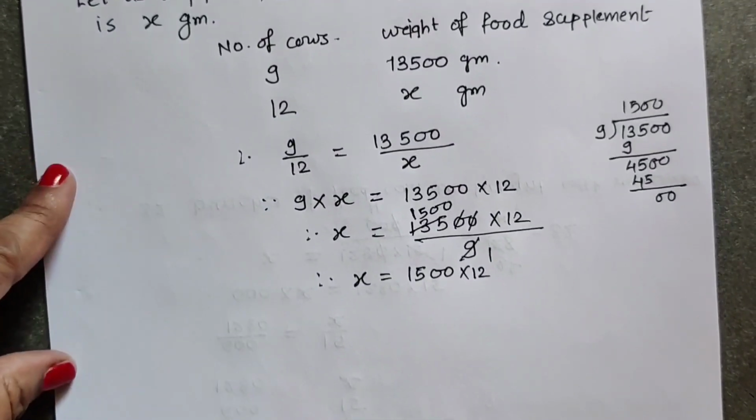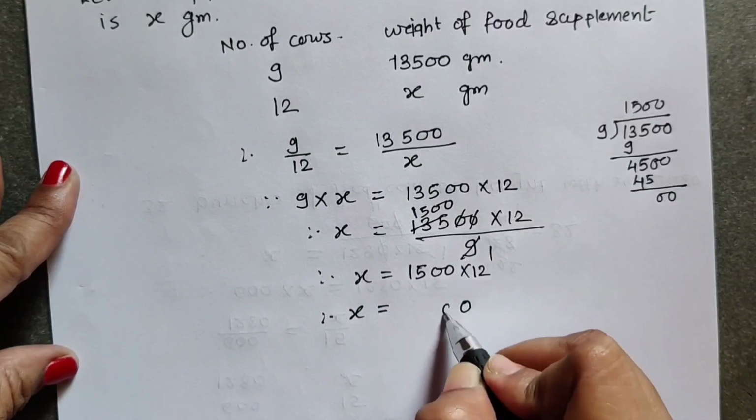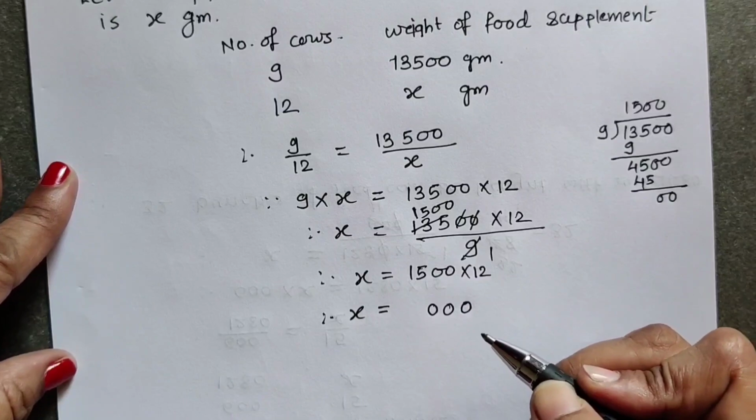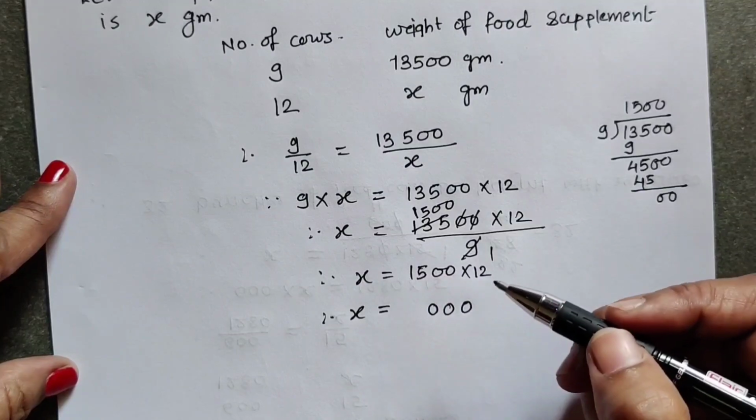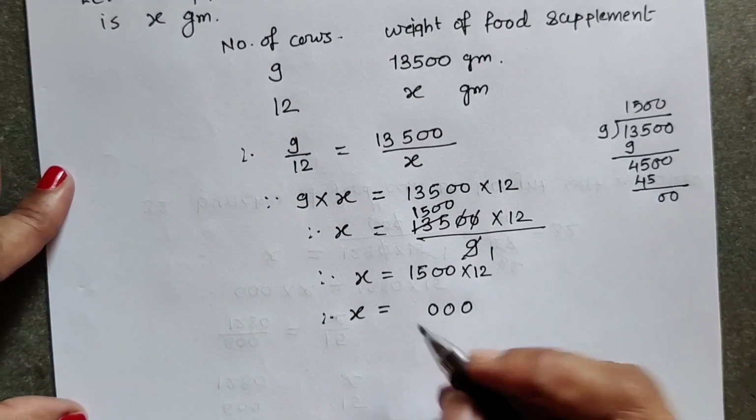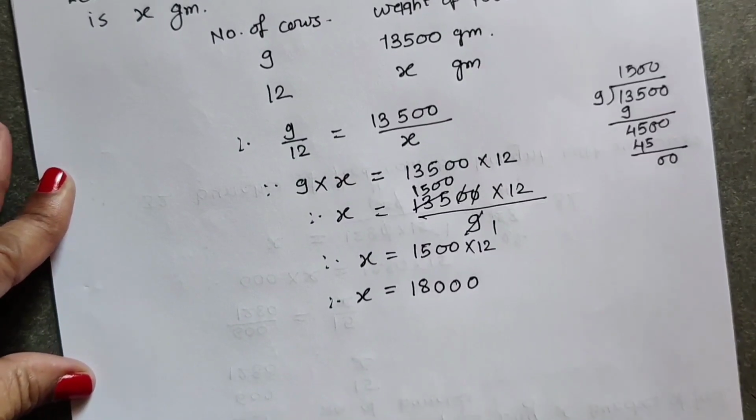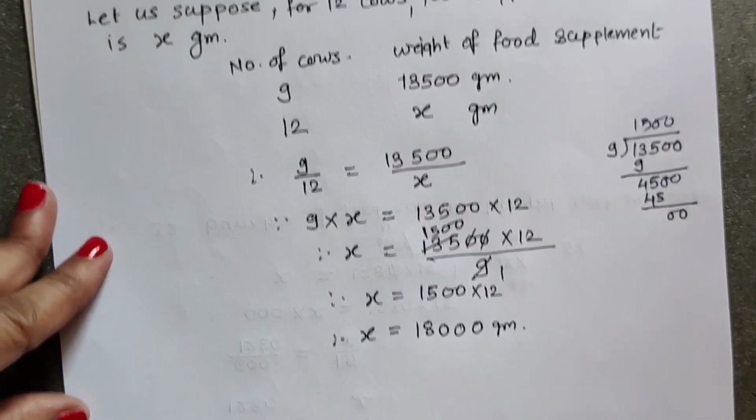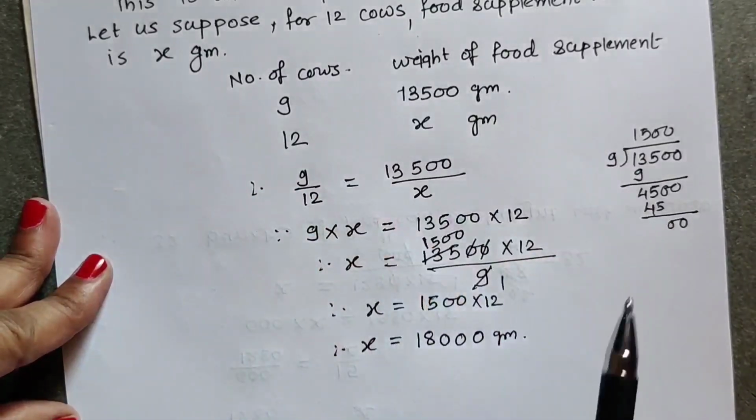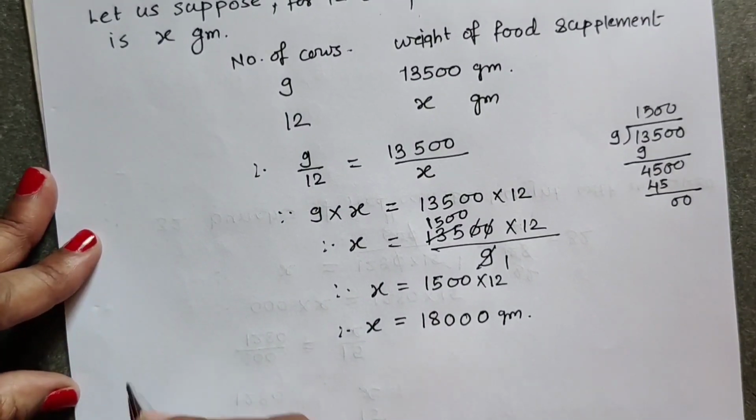Now 1500 multiplied by 12, this multiplication also we have to do now. 12 zeros are 0, 12 zeros are 0, 12 fives are 60. For 60 we have taken 0 and 6 is carrying. Now 12 ones are 12 and 12 plus 6 carrying is 18, correct? And 18,000 gram we are getting. 18,000 gram means how many kilogram? Let us write now. This x we have taken for 12 cows. So for 12 cows the food supplement they need is x gram, and for x gram we have got the answer as 18,000 gram. So write the answer.